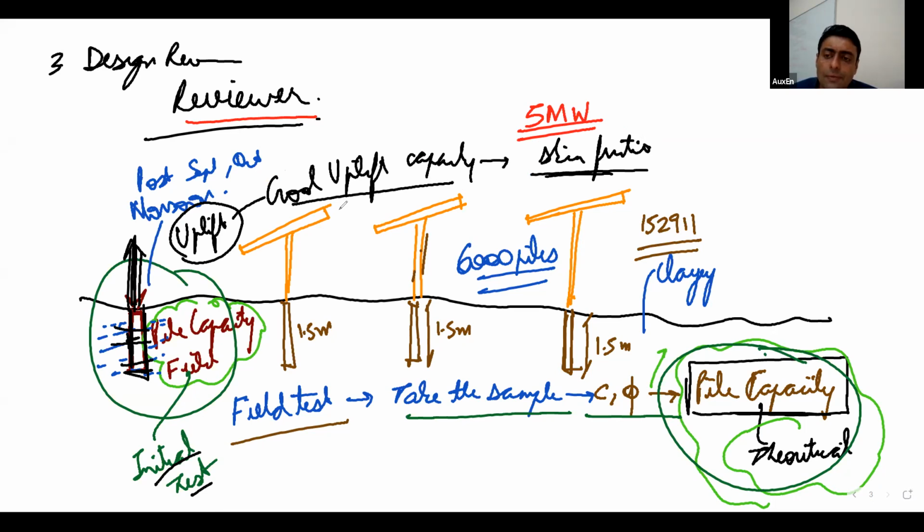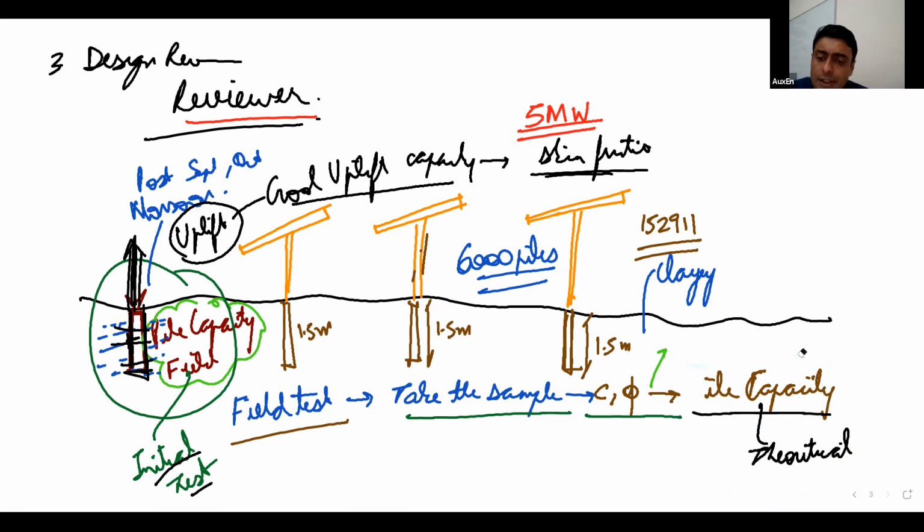Hello? Okay. So everyone was very happy. Everyone was very happy that the test piles that they tested were matching with the field. They were matching with the theoretical pile capacity. Everything was going very good. All right. Then what happened?